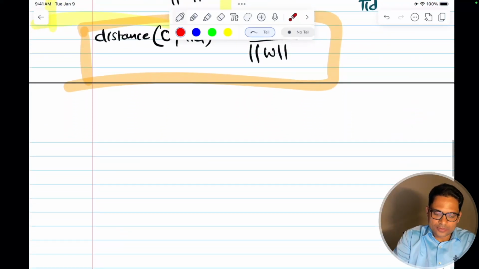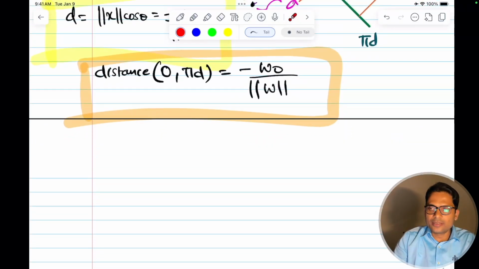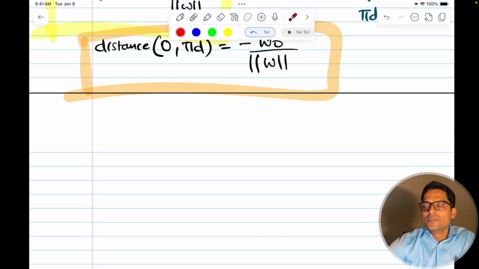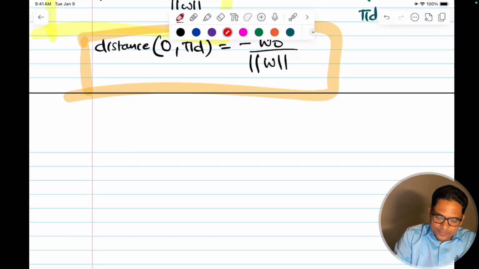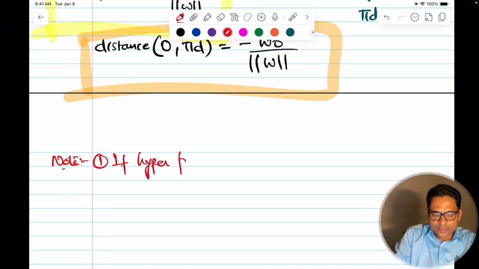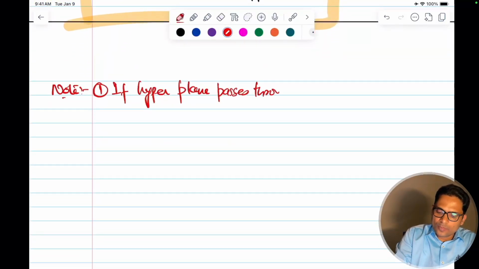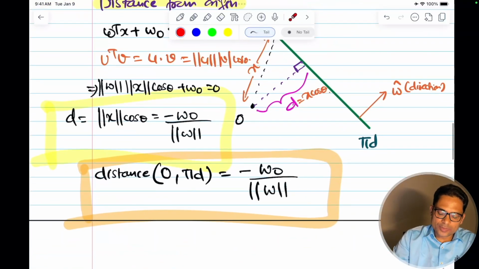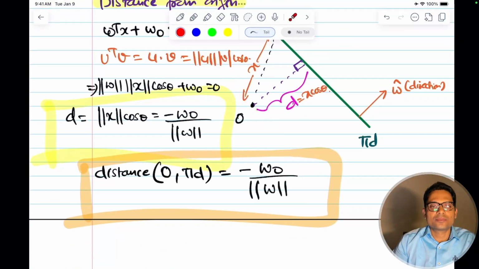So this is the distance from the origin. Now let's understand this. Note one: if the hyperplane passes through the origin, then what will be my w naught? That will be 0, because it is passing through the origin. The plane is here itself. The hyperplane is passing through here, so this distance will become 0.